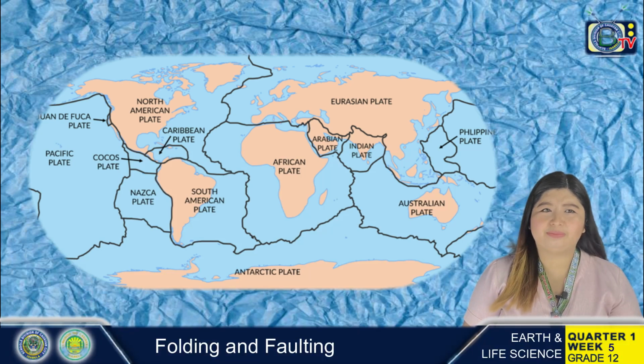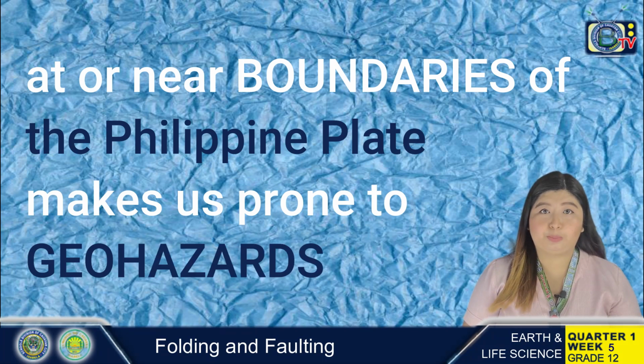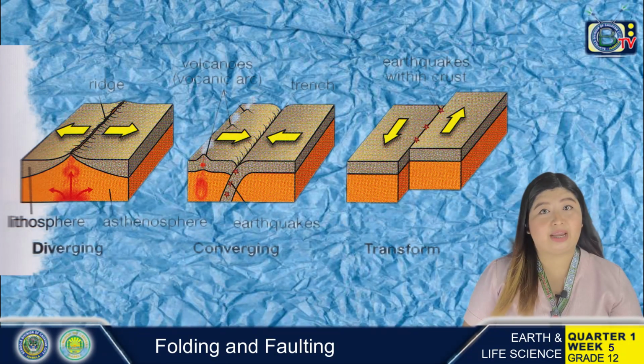What does this mean? Being near or at the boundary of the Philippine plate makes us prone to geohazards, especially when energy from the interior of Earth exits through these boundaries. This is caused by the Earth's plates converging, diverging, or transverging against one another. This causes the crust of the Earth to buckle and strain, generating incredible amounts of pressure that builds up as time progresses and may conclude in the release of energy.